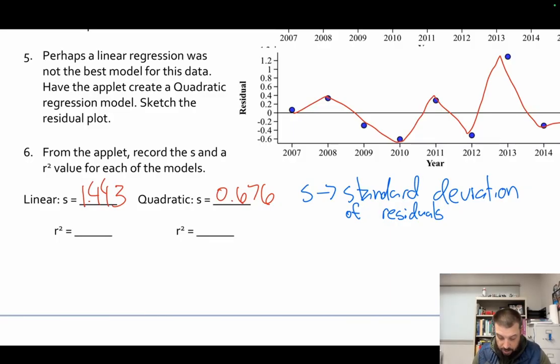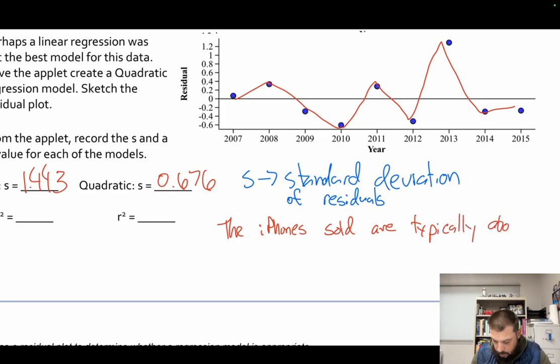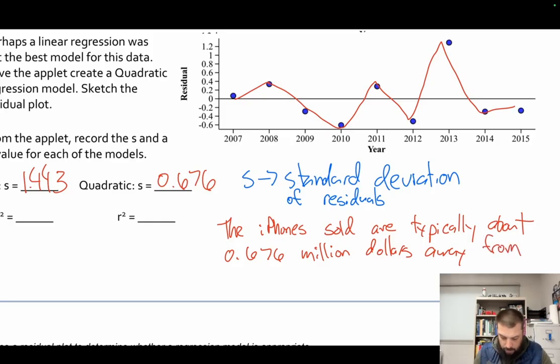And so for our interpretation of this idea, we'd state that the iPhones sold are typically about $0.676 million away from the predicted sales.